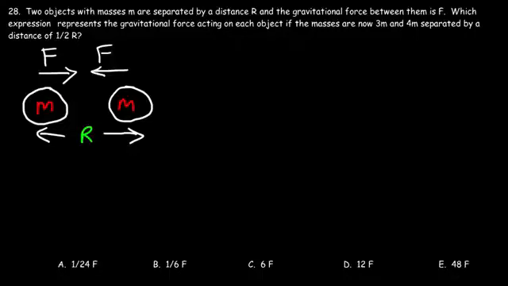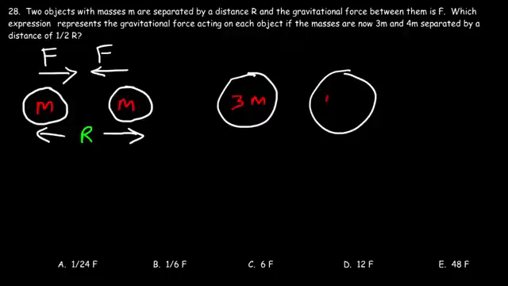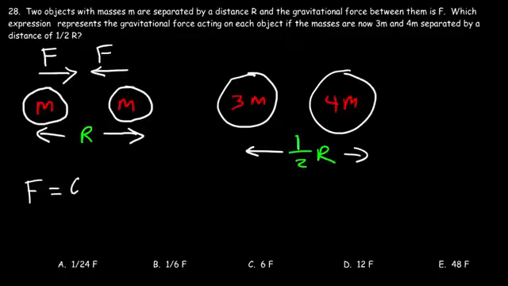Now what happens if the first mass triples in value? It's going to be 3m, and the second mass is 4 times its value, it's 4m, and the distance is reduced to 1/2 of its original value. So the two masses are brought closer together. What is the new force? Well, first we need an equation. The gravitational force between two objects is G times m1 m2 over r squared. Now G is a constant, so we're not going to worry about it for a problem like this.